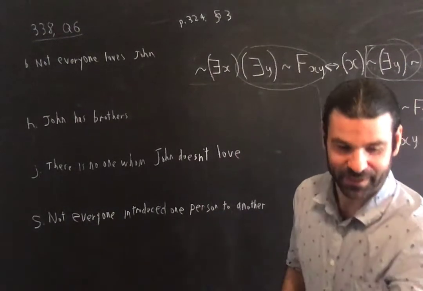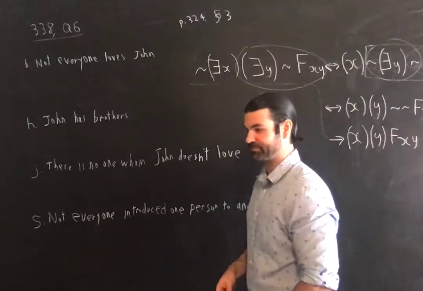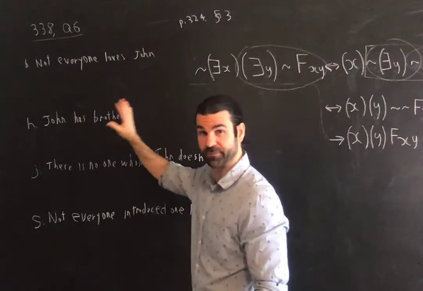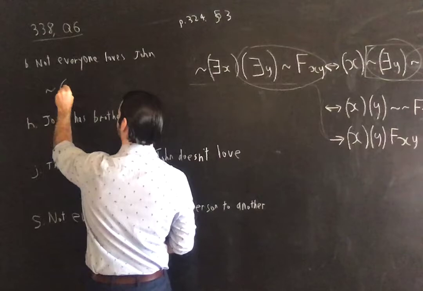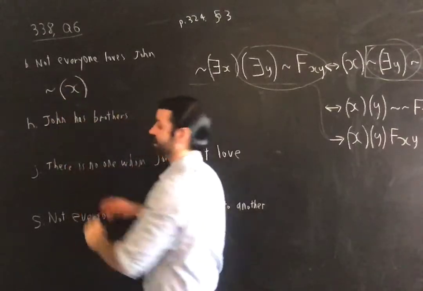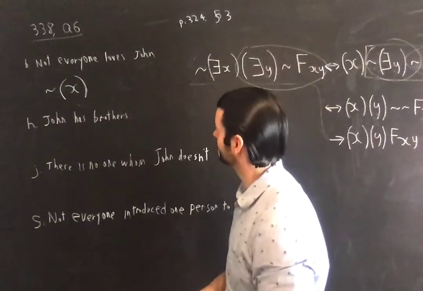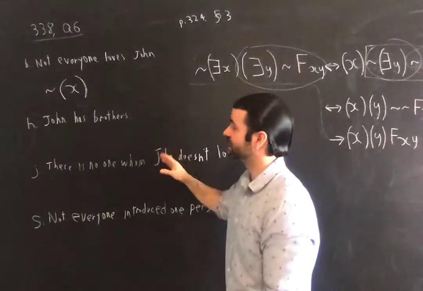Here's the socks. Okay. Not everyone loves John. So not everyone is pretty easy. You can just read this word for word, symbol for symbol. It's just not everyone, right? And I'm going to continue. Now, what am I saying about them? That x loves John. So I'd go on from there.